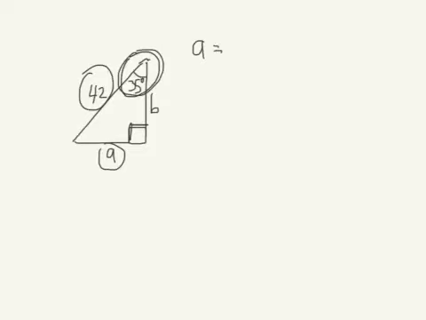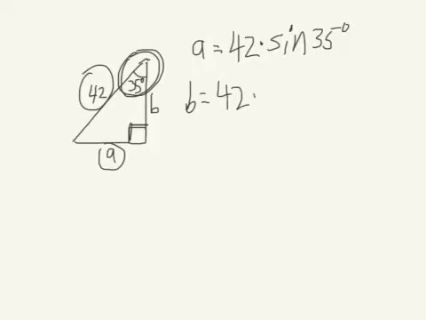So let's find A, the side opposite to theta. A is the hypotenuse times sine, because it's the opposite side, of 35 degrees. If we want to find side B, we take the hypotenuse times cosine of theta. And here we use cosine because B is the adjacent side to this angle that we know. This side is included in the angle.